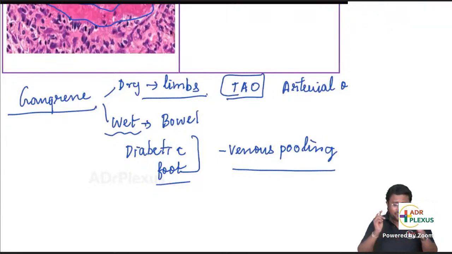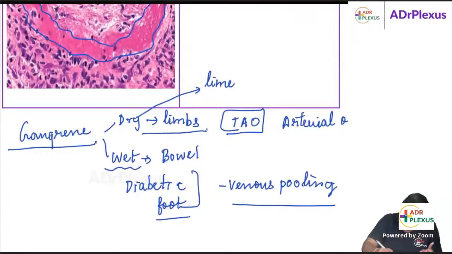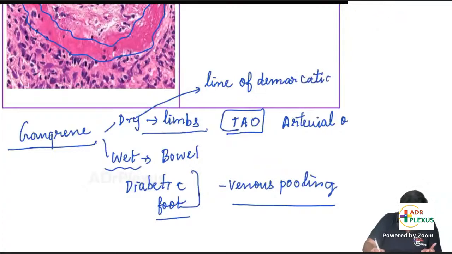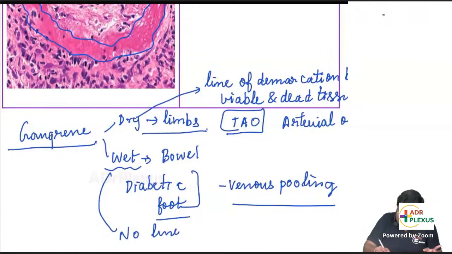So please remember, and one important point: in dry gangrene, you will get a line of demarcation between viable and dead tissue. But in wet gangrene, there is no line of demarcation. This is very important.